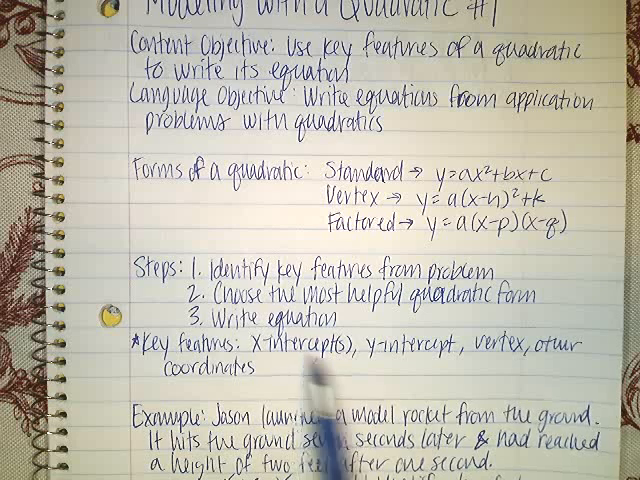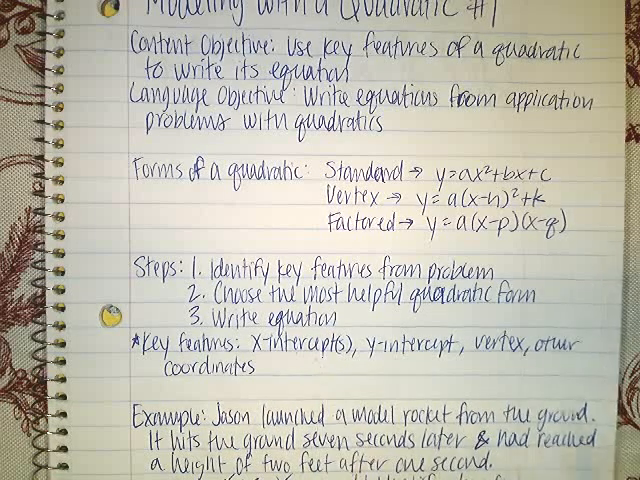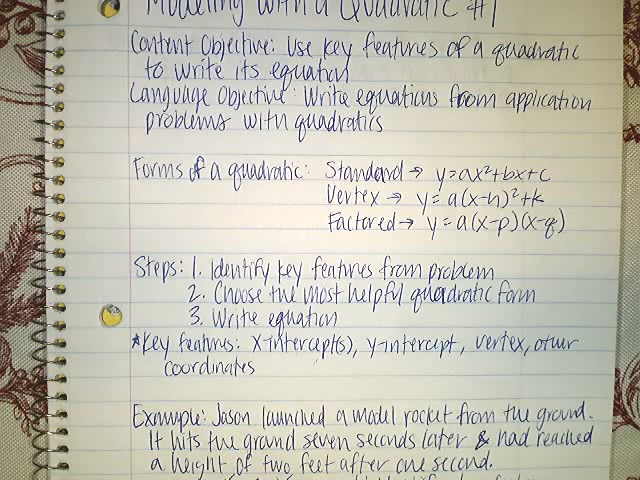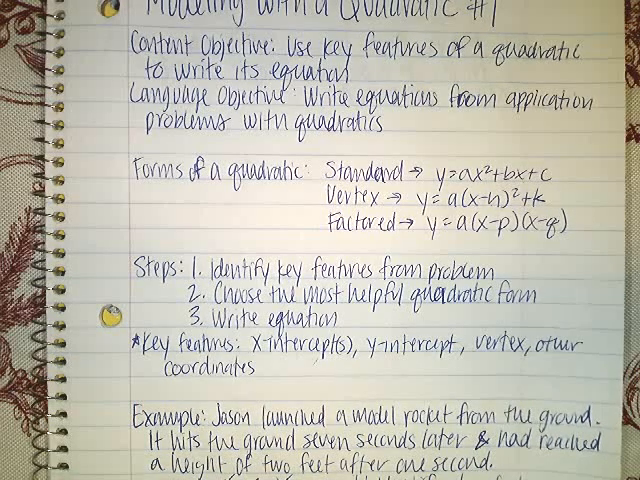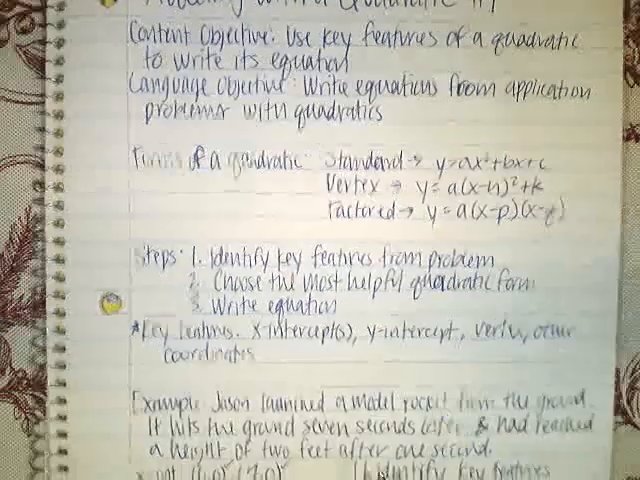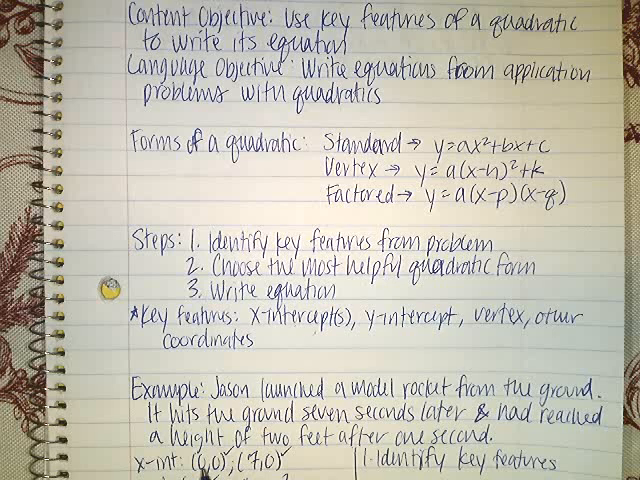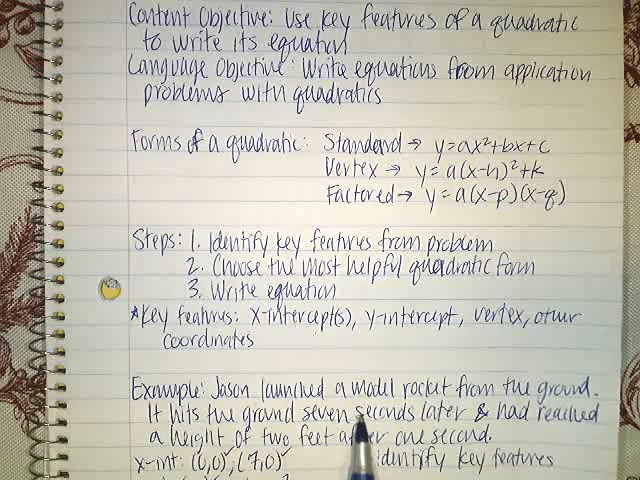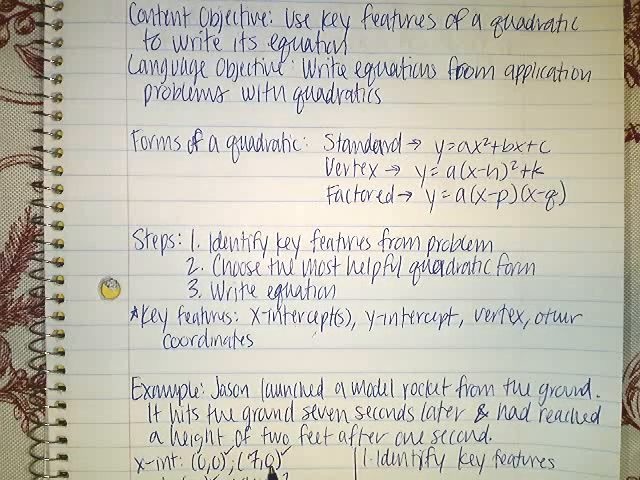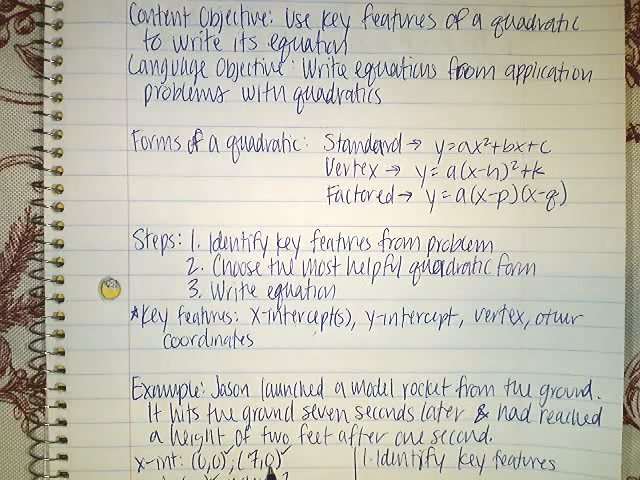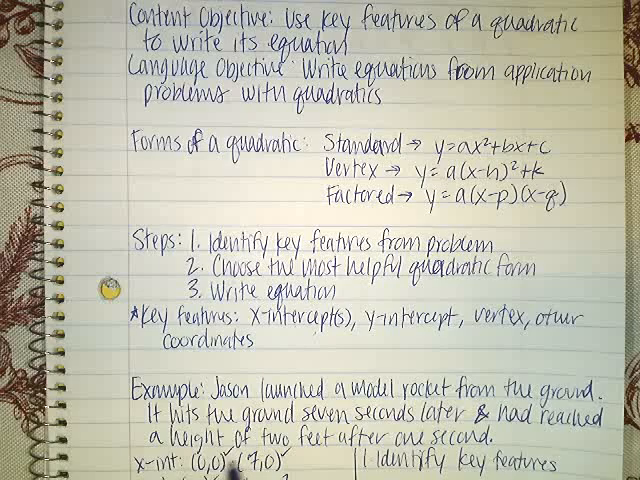So what's helpful to start with is the list I have. So x-intercepts, we do know the x-intercepts. So it was launched from the ground. That means that it had a height of 0, and the time was also 0 because it had not gone anywhere yet. So our first step is to identify key features. X-intercepts are (0, 0), and since it hit the ground 7 seconds later, (7, 0) will be my other point. So (0, 0) and (7, 0) are my x-intercepts, since initial time is 0, initial height is 0, final time is 7, final height is 0. So those are my x-intercepts.